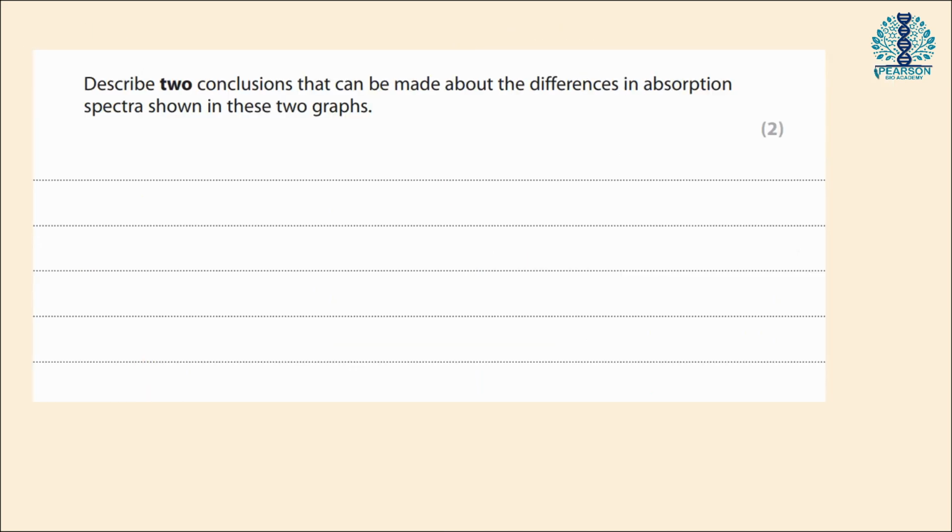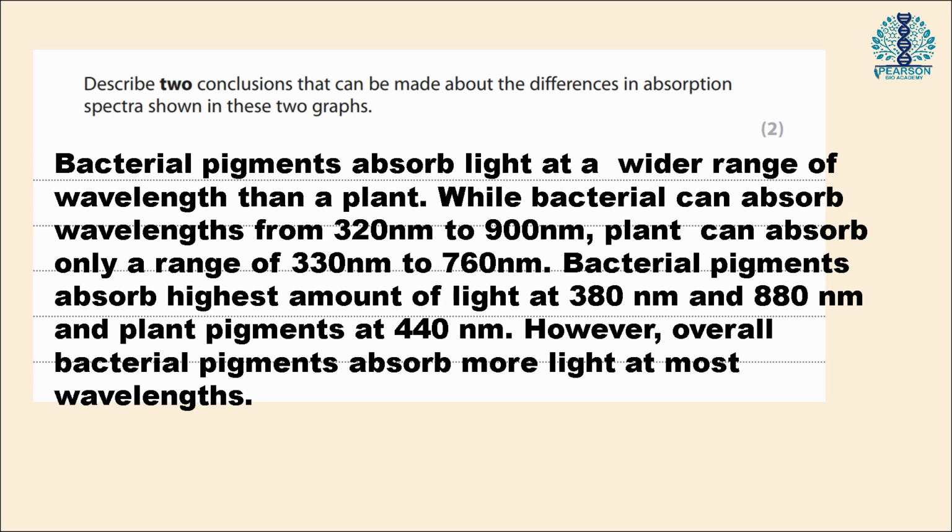So in this question, you are asked to describe two conclusions based on the absorption spectra of both pigments. Although I have given you three conclusions, two of these are enough to score the 2 marks. Let me go through them. The first conclusion: bacterial pigments absorb light at a wider range of wavelengths than the plant pigments. If we look closely, bacterial pigments can absorb light from 320 to 900 nanometers, whereas plant pigments can only absorb light in the range of 330 to 760 nanometers.